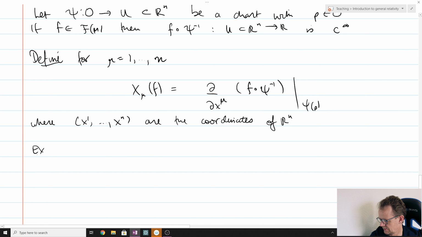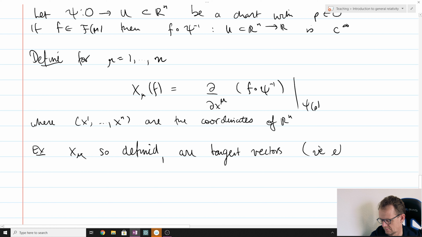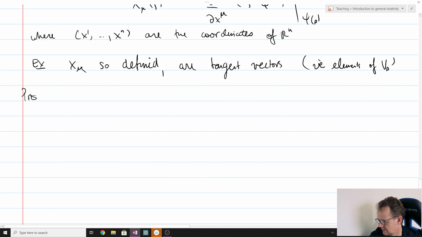Here's a little exercise for you before we get to the proof of the theorem. The X mu so defined are tangent vectors. They're elements of this space Vp. It's very important that you go through that proof. Just have to check properties 1 and 2, linearity and the Leibniz property. Now let's get to the proof. So we've got this candidate basis in hand, and we're going to now prove that every element of Vp is a linear combination of these and vice versa.